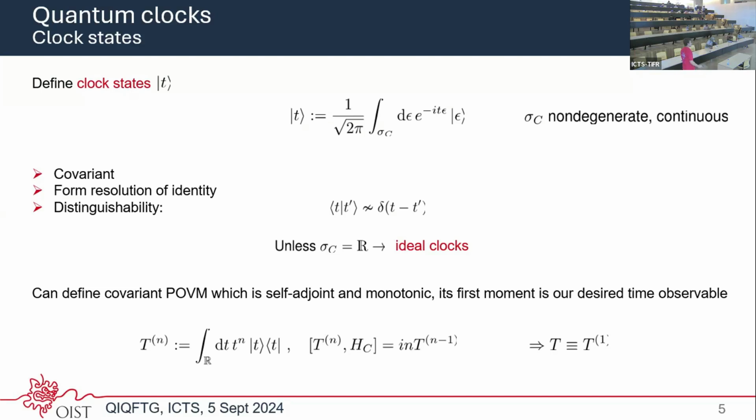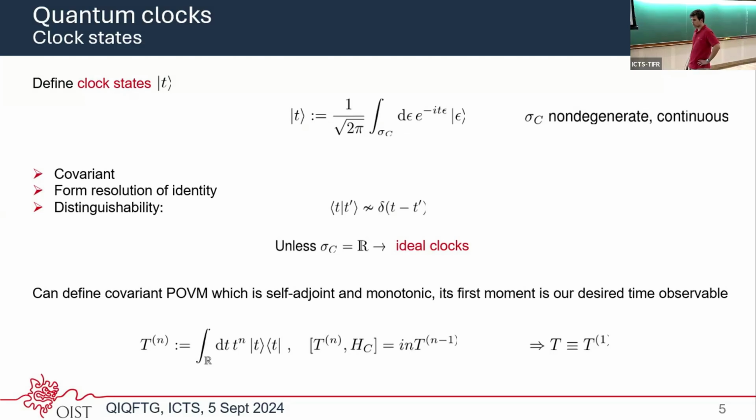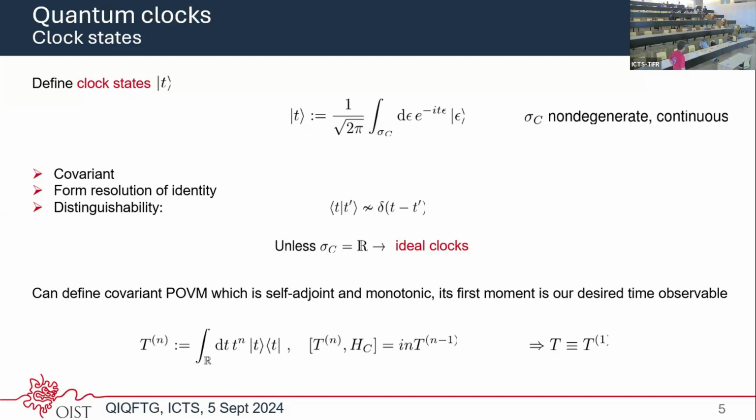Because the clock states are defined for all values of T on the real line. I mean, yeah, the covariant POVM version of this is without this T and over a finite range. But for the first moment operators, we do define them over the whole real line. Maybe that's something I shall look into after this.